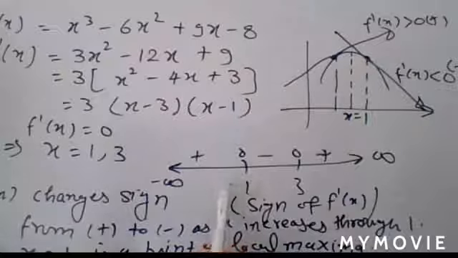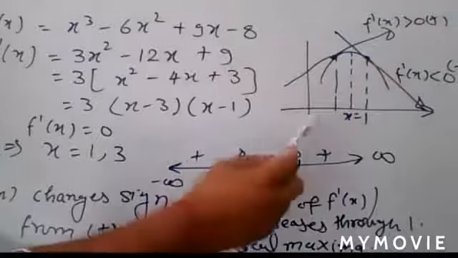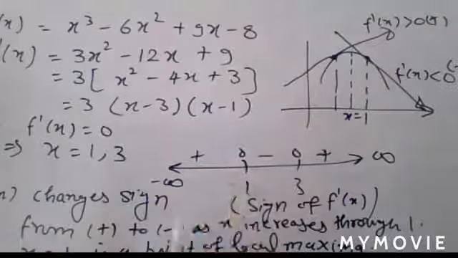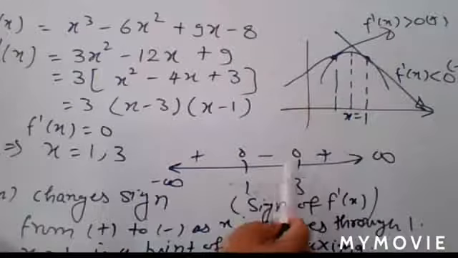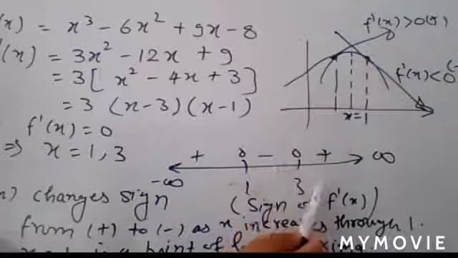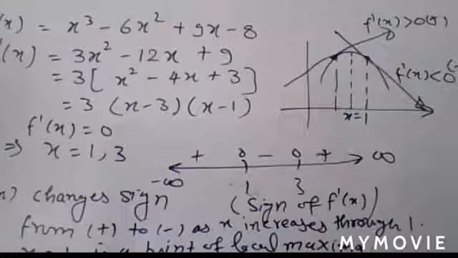Yes, sir, now clear. Okay, so here we use this method. And in the same way, at this point, your sign changes from negative to positive. So that's why you can say that x is equal to 3 is a point of local minima. Okay, note it. Yes, sir.